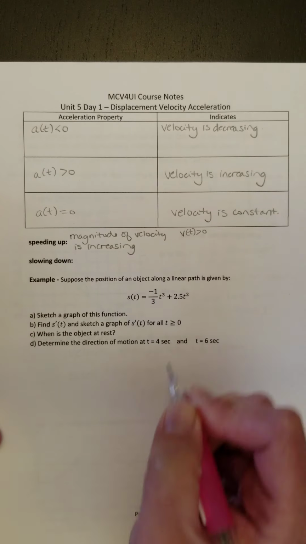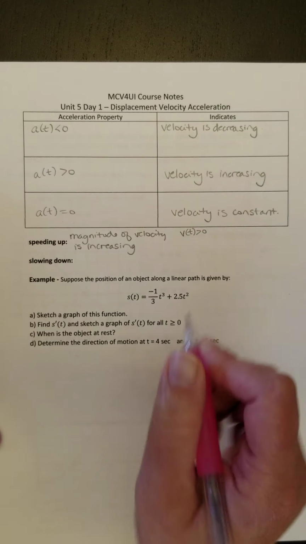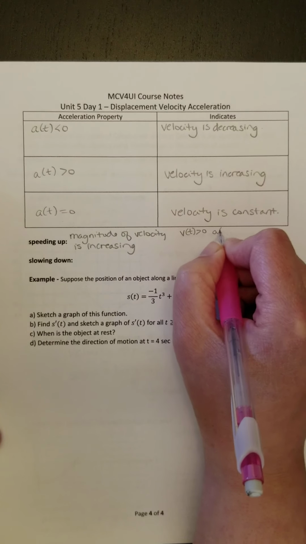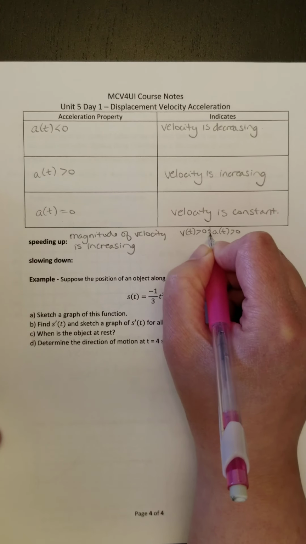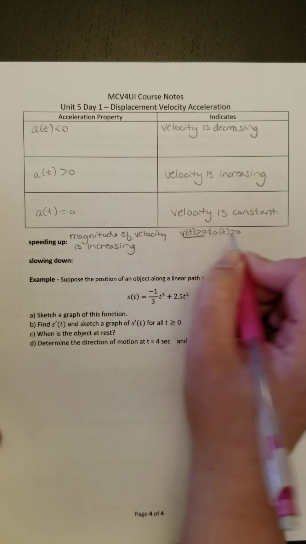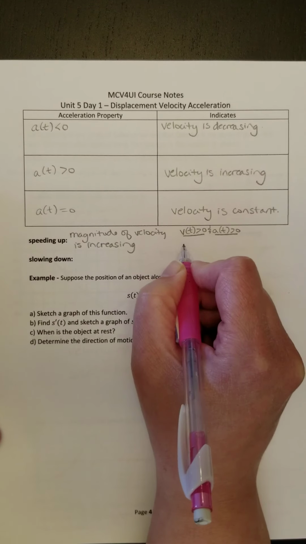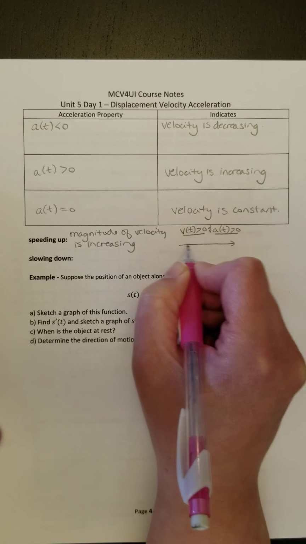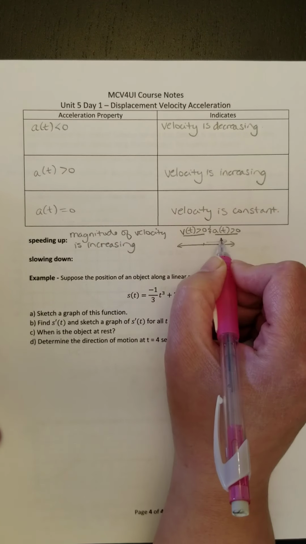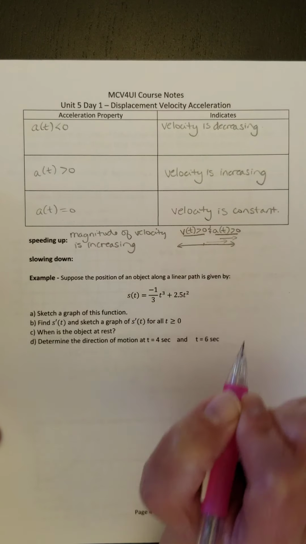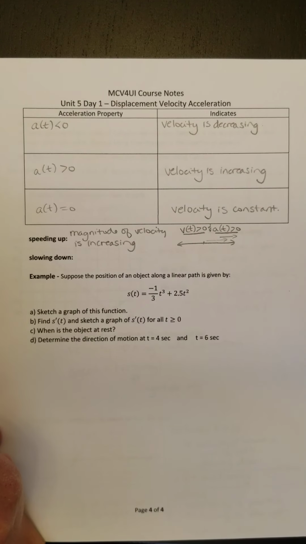That can be if v(t) is greater than 0, so the velocity is positive and the acceleration is positive. So if I draw here, my velocity is moving in a positive direction and it's accelerating in that direction, you're going to be speeding up.